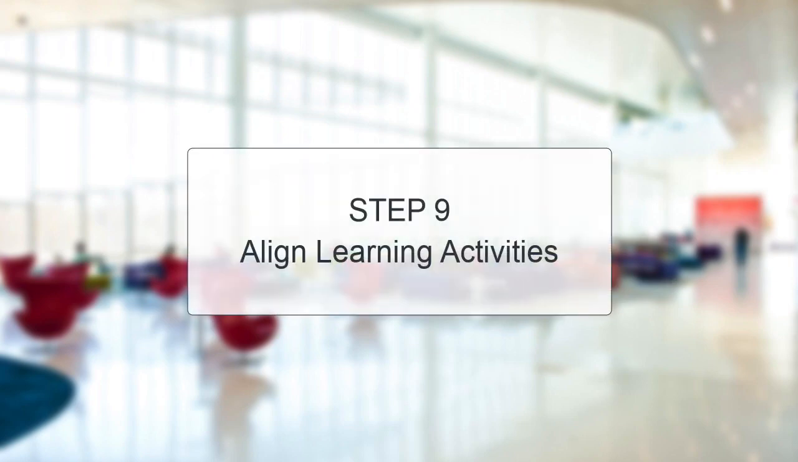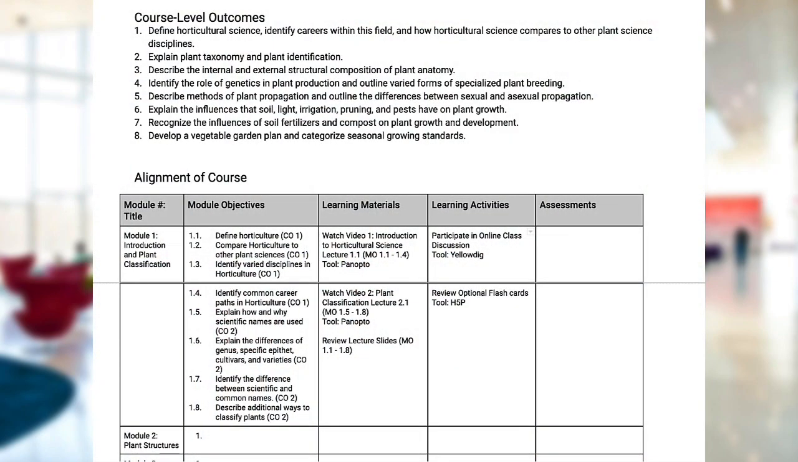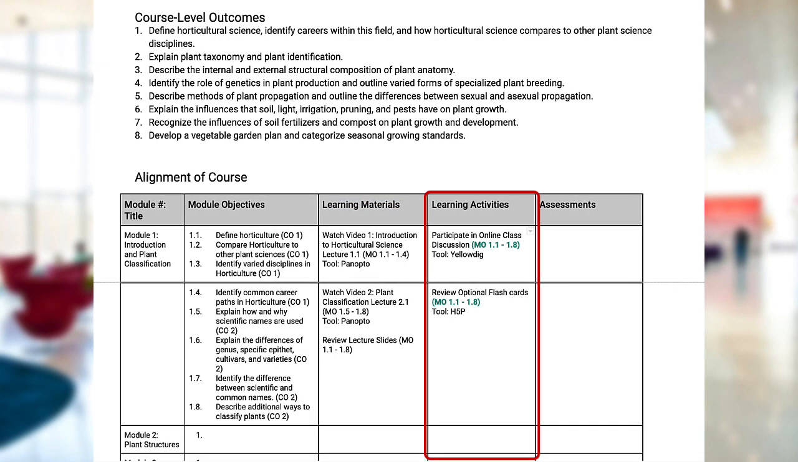Step 9. Align learning activities. In this step, you'll show how the learning activities in your course help students achieve the module objectives. Whether they are graded or non-graded, learning activities must, in some way, help learners to successfully achieve the module objectives. If you find that your activities don't really align with an objective, consider whether you need a different activity or whether you need to add or modify a learning objective to align with what you have. In parentheses, add the module objective or objectives that are aligned with each learning activity.